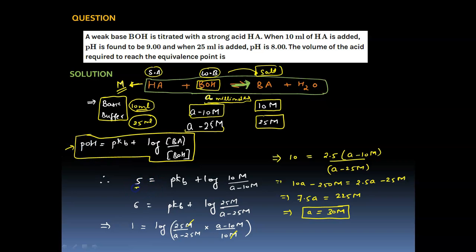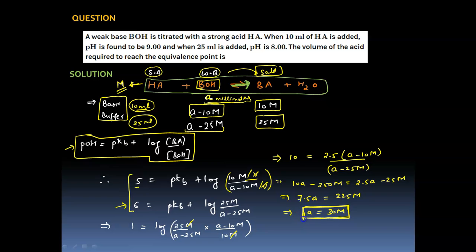So 5 after 10 ml was added is equal to pKb + log(10M/(A - 10M)). We can divide numerator and denominator by V because these are concentrations; anyway they cancel since it is a common solution in which both weak base and its salt are present. Therefore V and V cancel, so it becomes 10M upon A minus 10M. Similarly after 25 ml is added, 6 is equal to pKb plus this. If we solve these two equations, we get A as 30M.